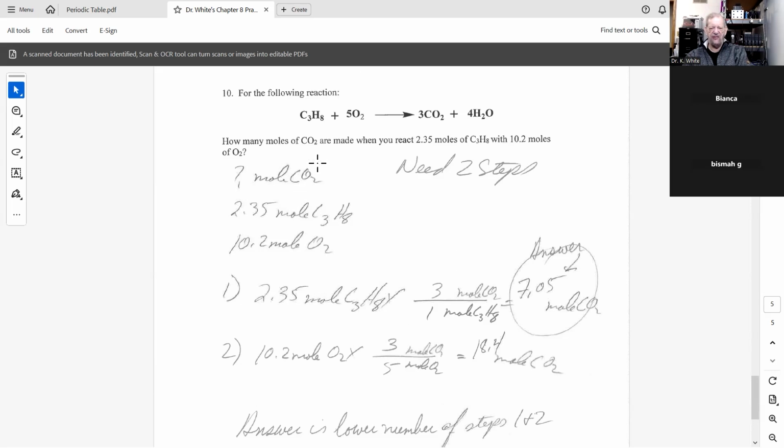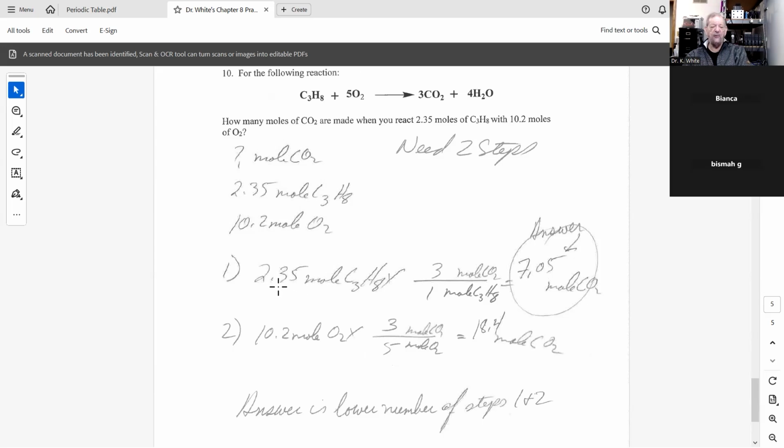CO2 is the product we're interested in, not water. I could have done water too. So we have 2.35 moles of C3H8. We want to get to moles of CO2. Use your good friend, the conversion factor, to figure out this ratio. You multiply this by it. Whatever I'm trying to get to goes on top, moles of CO2. Whatever I'm trying to get rid of, moles of C3H8, goes underneath.